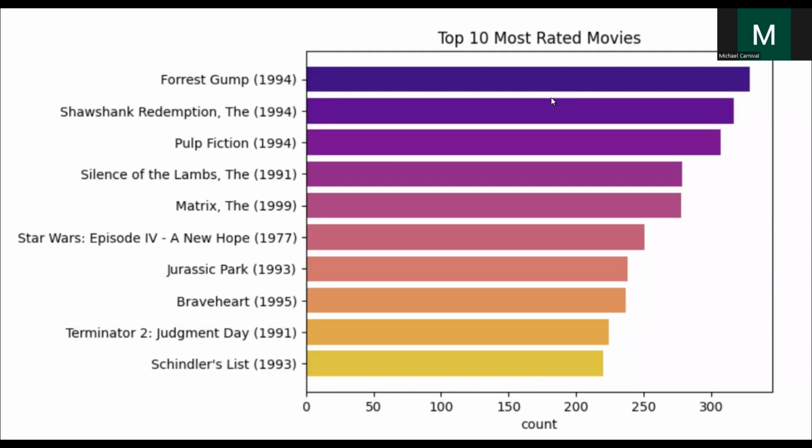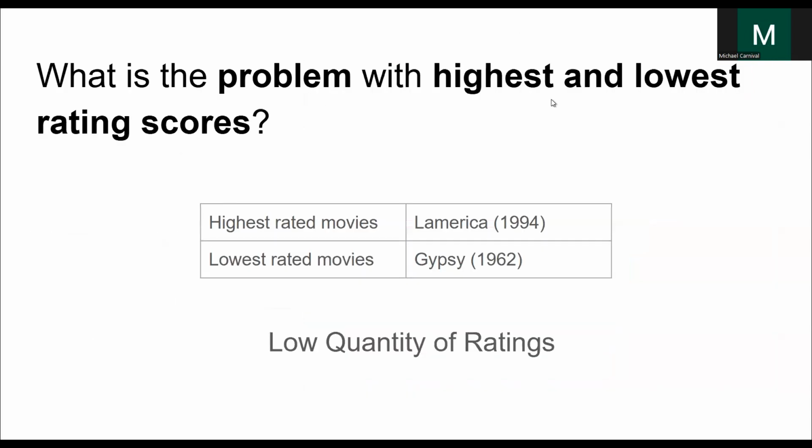What are the top rated movies, you might be asking? Here the bar chart shows Forrest Gump as the most rated movie, followed by Shawshank Redemption. In this slide, here we have L'America and Gypsy being the highest and lowest rated movies, respectively. However, the problem with both movies is the lack of quantity of ratings for each movie.